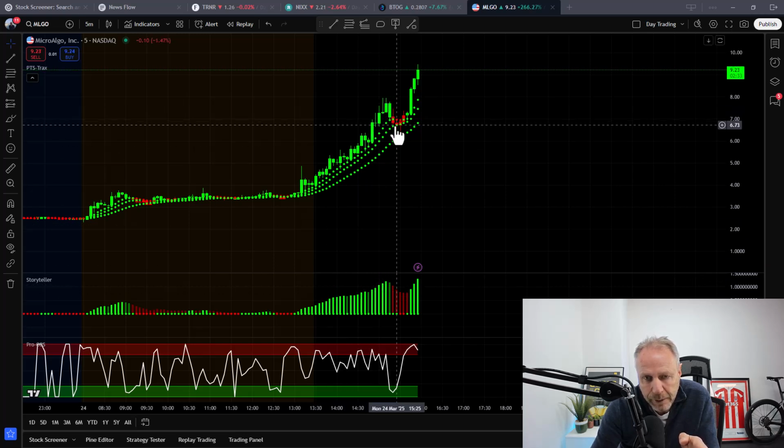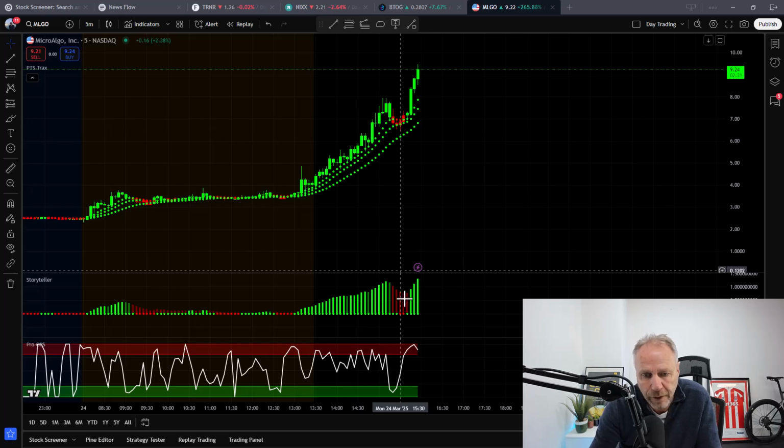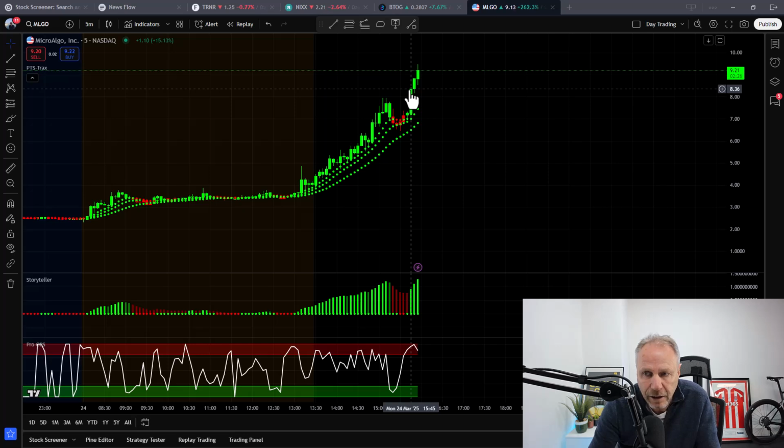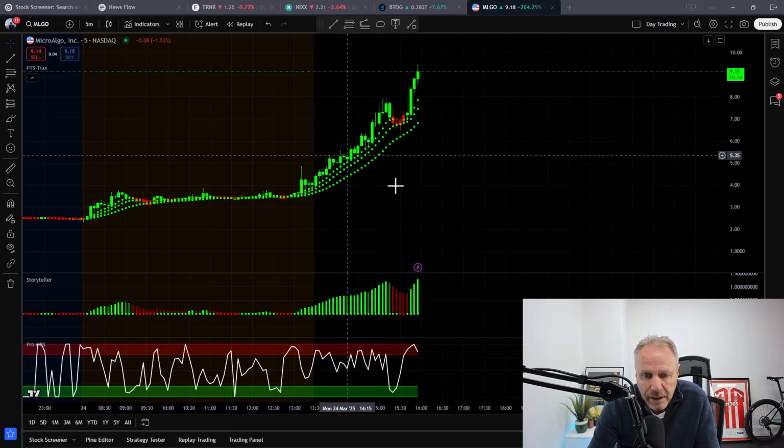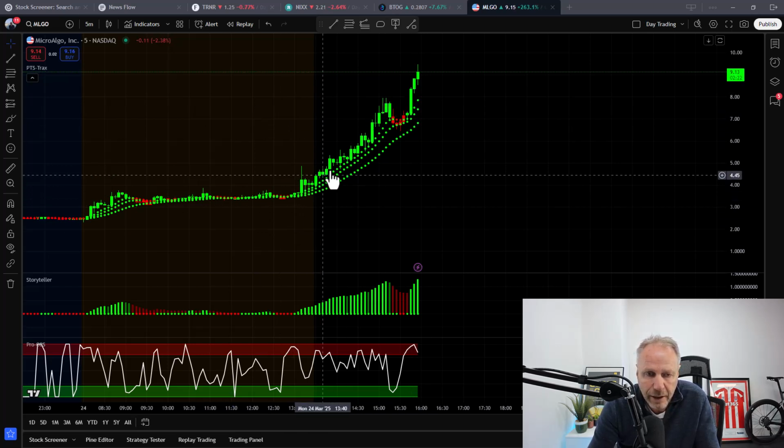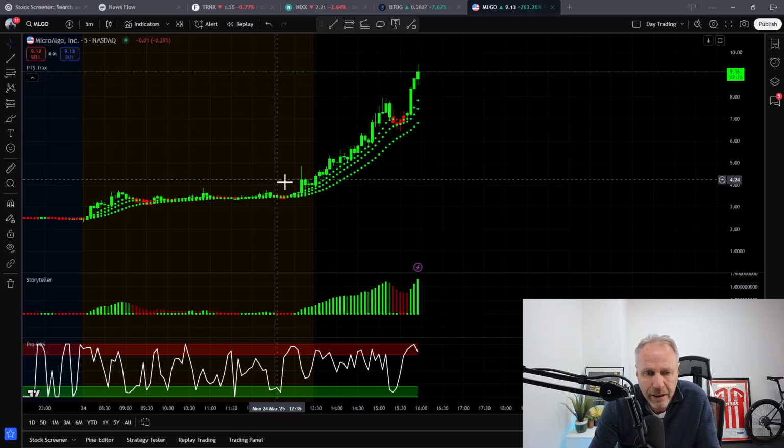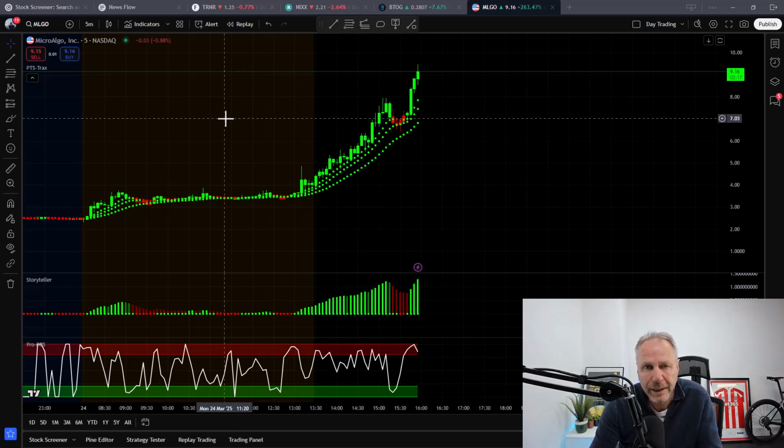We pull back. We get a nice little bull flag here. No momentum until we get this candlestick here. $8.36. It's getting a little bit tired, but we've had a lovely move on the Pro Trade system. Don't forget, guys, I spoke about the breakout of the first 5-minute candlestick.